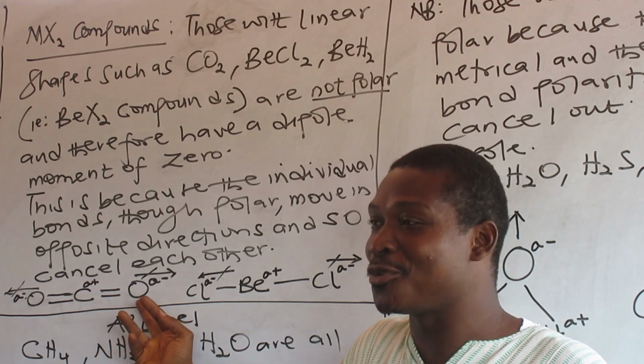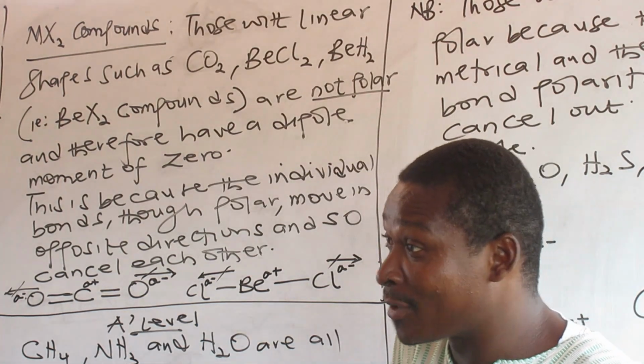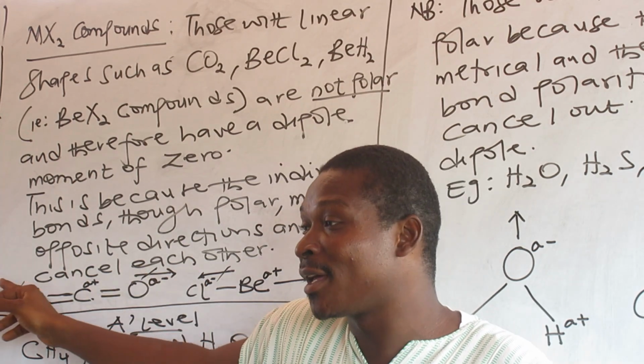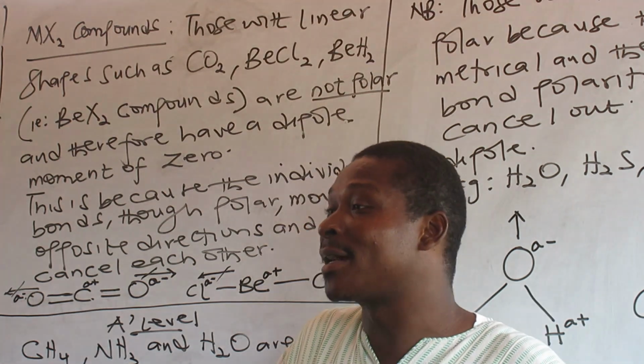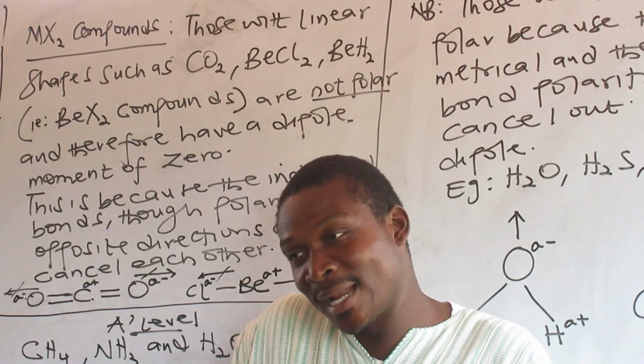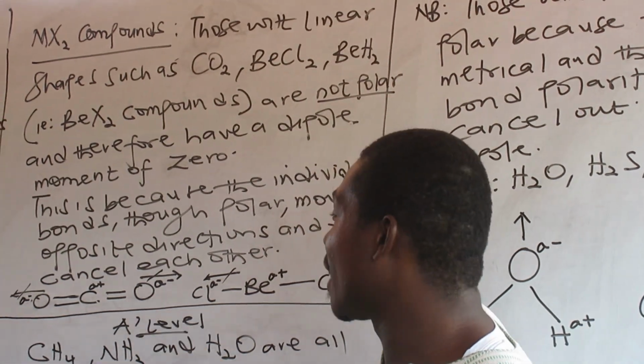Yes, this is polar. That's true. You have a dipole moment. The dipole moments work in polar molecules, and this is polar. But it goes that way. It also goes that way, opposite direction, so they cancel out. They end up with a 0 dipole. Yes, the bonds are polar, but they ended up with a 0 dipole because they moved in the opposite direction. Are you okay? So it has no dipole moment.